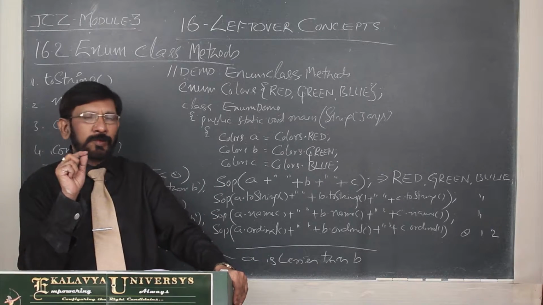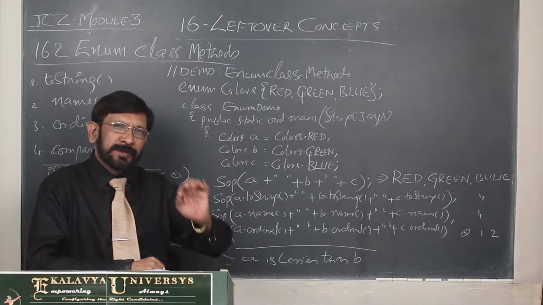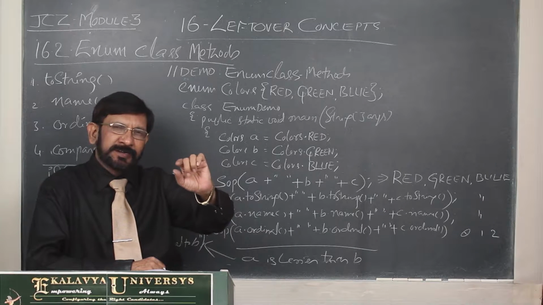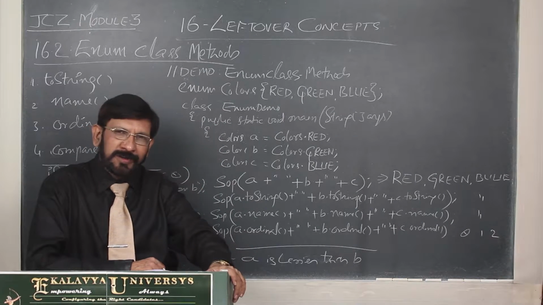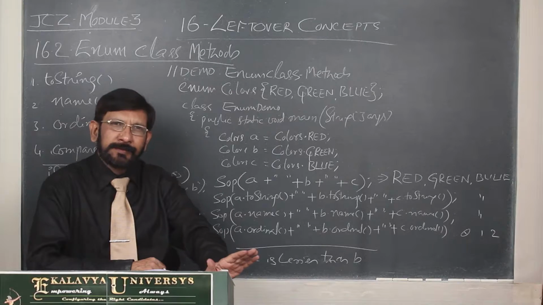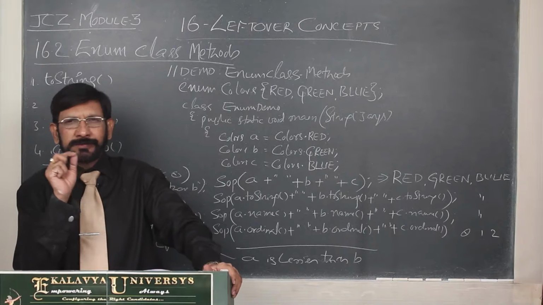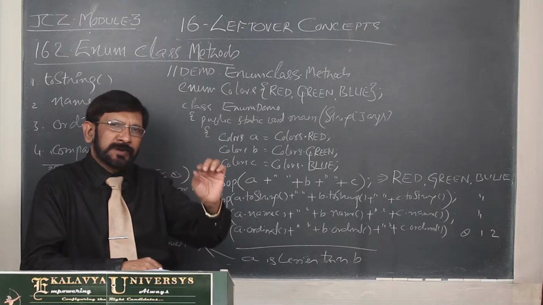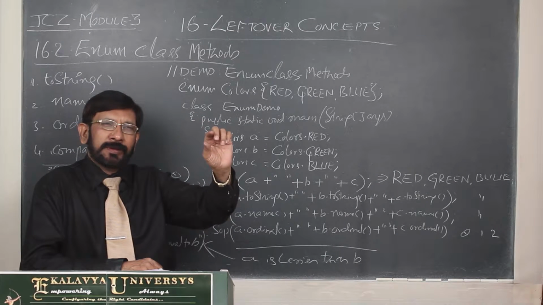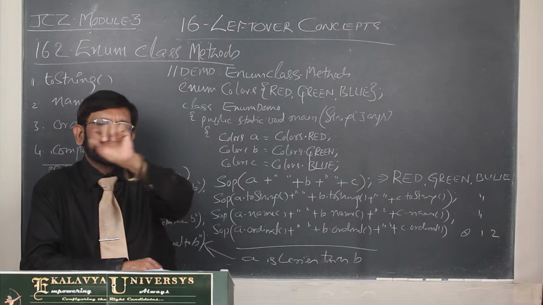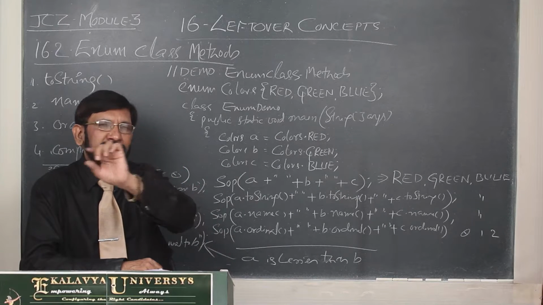Whenever you create an enum, it is automatically an extension of the java.lang.Enum class. java.lang.Enum is the superclass, but in all other classes, in case of inheritance, what do we do? We have to explicitly use the extends keyword, for example, Cylinder extends Circle.